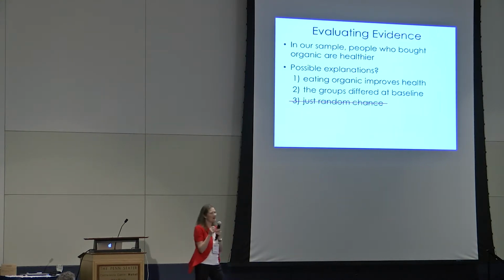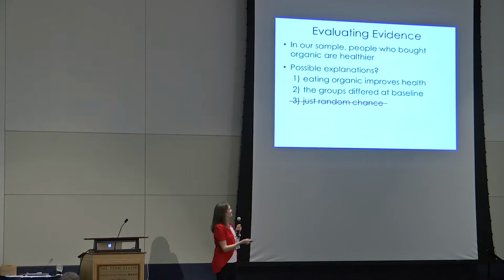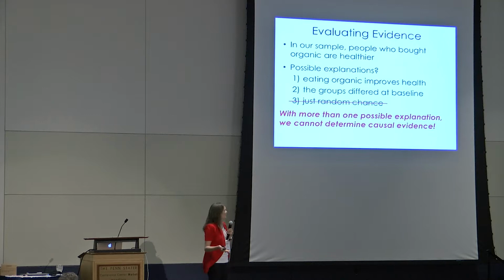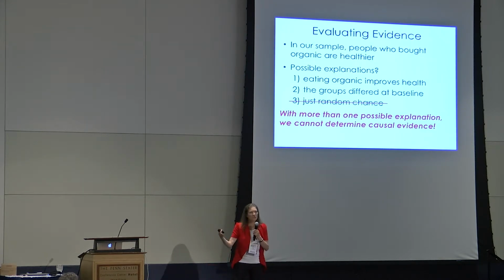But let's go back to our slide here. So we did find that the groups did differ at baseline. So we have two possible explanations. What does that mean? It means that we really can't determine causal evidence here. We can't cross off number two, so we have no way of knowing whether it's one or two or both of them together.